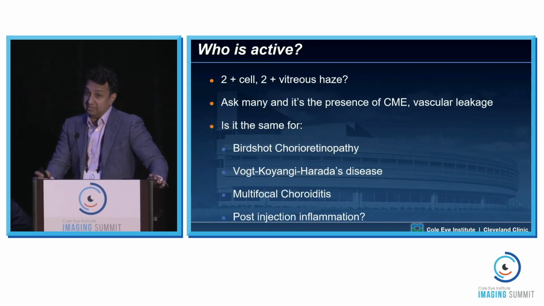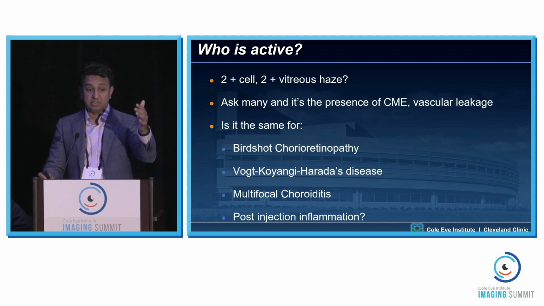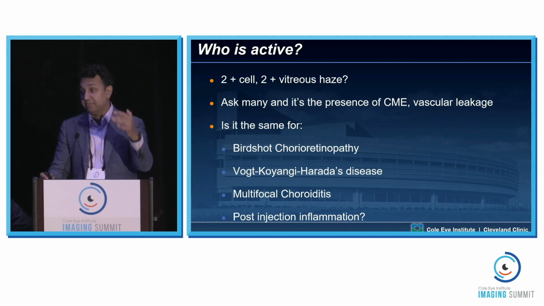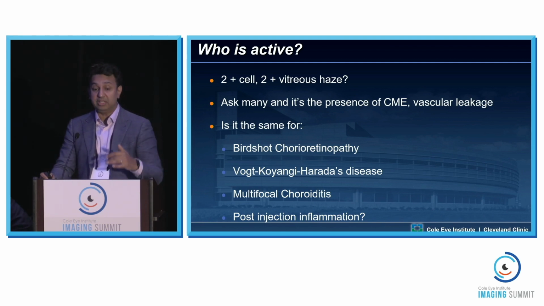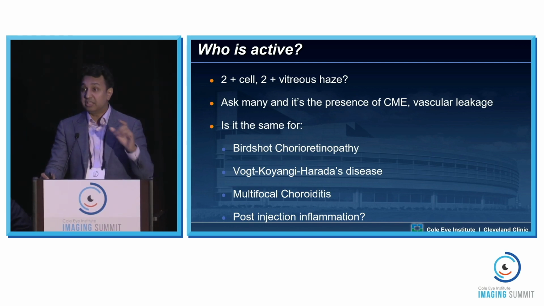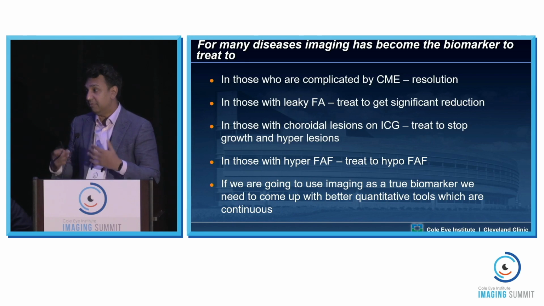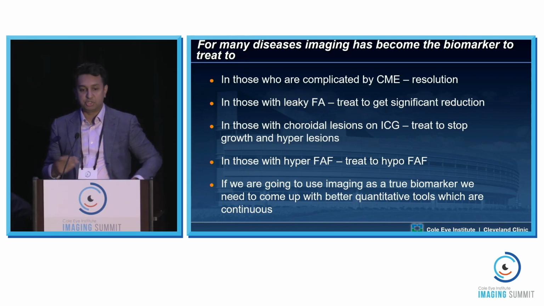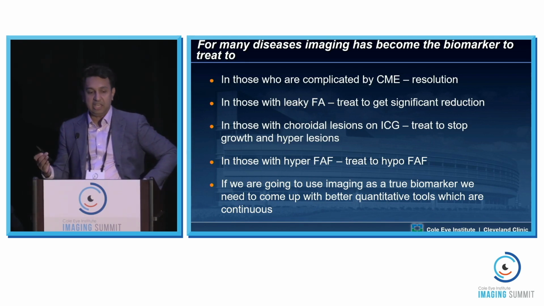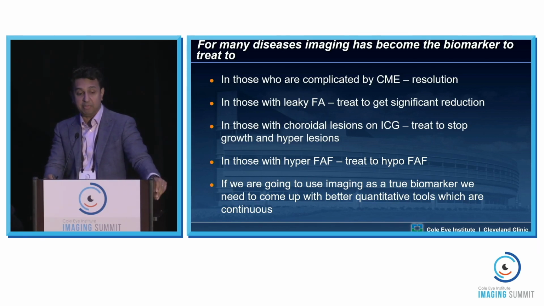And what is active disease? We have this mentality, it's 2+ cell or 2+ haze, but if you ask most people, I'm treating patients before they get to 2+ cells. I'm treating them when they have cystoid macular edema. I'm treating them when they get vascular leakage. And I'm treating each disease differently because the consequences of inflammation are different for all these diseases. And so for many of us, imaging has become the biomarker to treat, whether it's CME, a leaky FA, choroidal lesions, those with hyperautofluorescence to get to hypoautofluorescence.